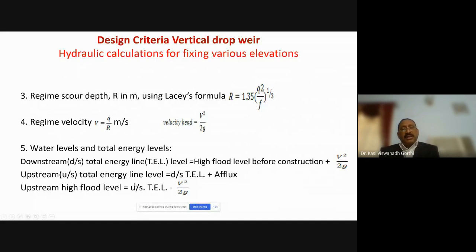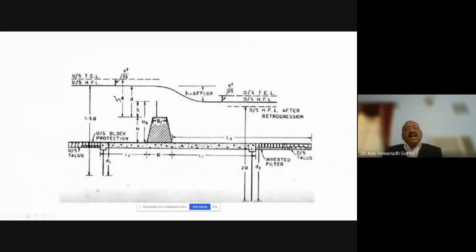Then upstream total energy line will be the downstream total energy line plus the afflux value, allowable afflux, maybe 1 meter, whatever is given. So downstream TEL plus afflux gives you the upstream TEL. And from this upstream TEL, if you subtract the velocity head V square by 2g, you get the upstream HFL, high flood level. Look at this figure. What is it that we have calculated? What is it that is given here?